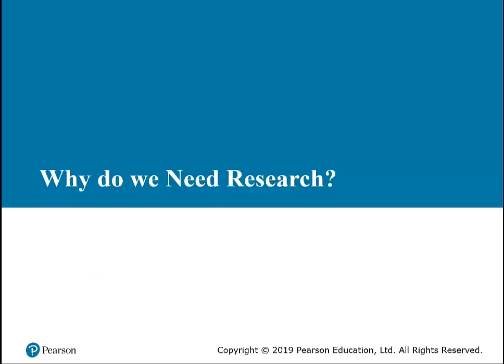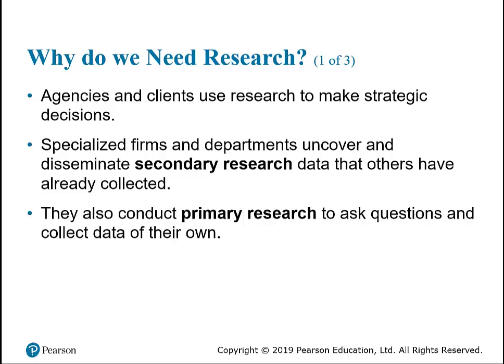Why do we need research? Agencies and clients use research to make strategic decisions. Specialized firms and departments uncover and disseminate secondary research data that others have already collected. They also conduct primary research to ask questions and collect data of their own. How would you describe the difference between secondary and primary research? Secondary research refers to data that others have already collected. Primary research is information collected for the first time from original sources, such as primary research suppliers.